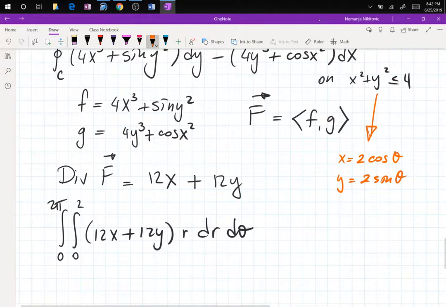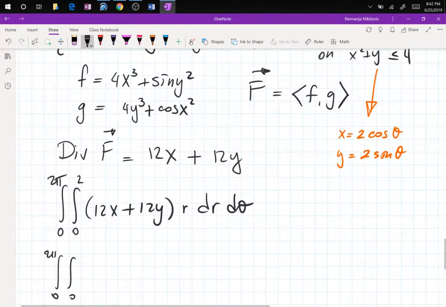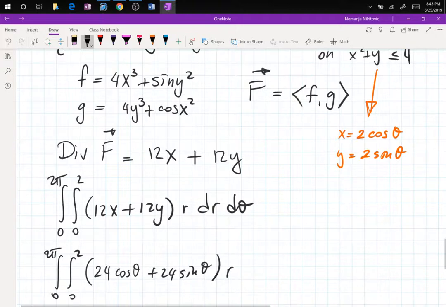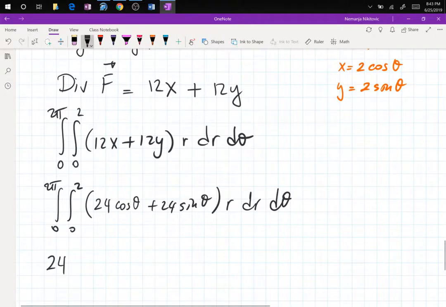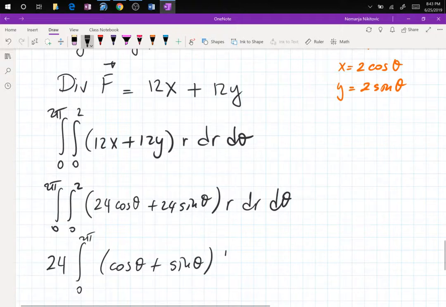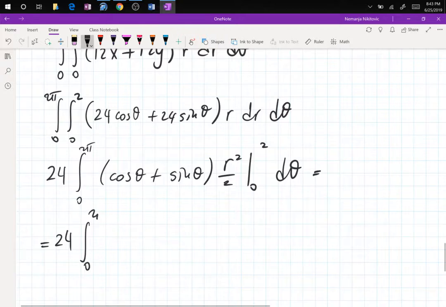So now you will plug those in for x and y here, and you will get the double integral from 0 to 2 pi and 0 to 2. And now you have 24 cosine theta plus 24 sine theta in parentheses, r dr d theta. So you can kick 24 outside. You will be integrating r, so you are ignoring the cosine plus sine, which stays as a coefficient. And you have your r squared over 2 calculated from 0 to 2, still d theta. So this is equal to 24 integral 0 to 2 pi.